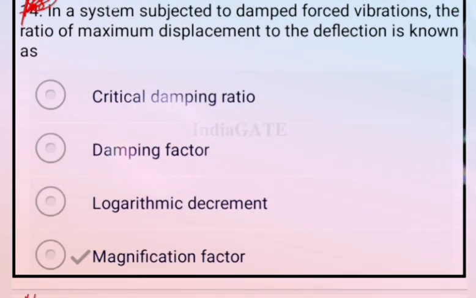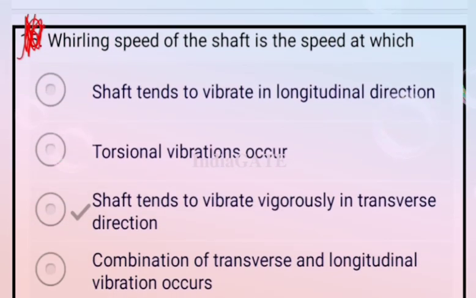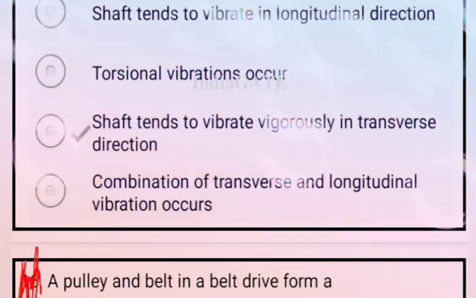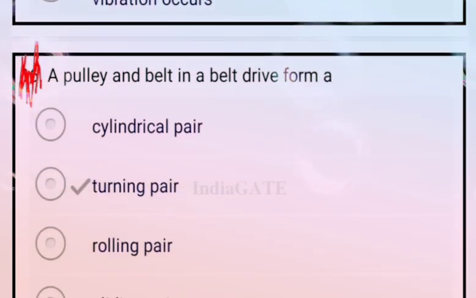In a system subjected to damped forced vibration, the ratio of the maximum displacement to the static deflection is known as magnification factor. So option D is your correct answer. Whirling speed of the shaft is the speed at which the shaft tends to vibrate violently in the transverse direction. So option C is your correct answer. Now come to the next question.